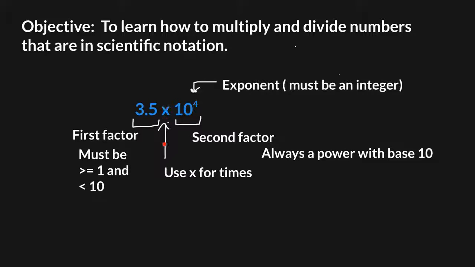The multiplication symbol, you may see this as a dot in some places, but it really should use an X for times in this. The second factor is always a power with a base of 10, and the exponent must be an integer, positive or negative, but definitely one of those counting numbers.